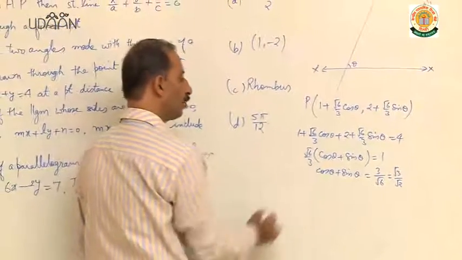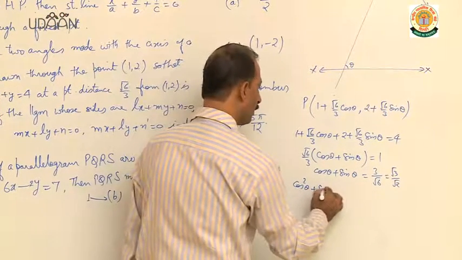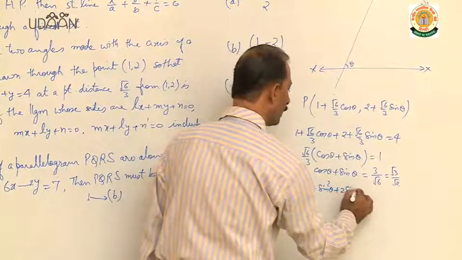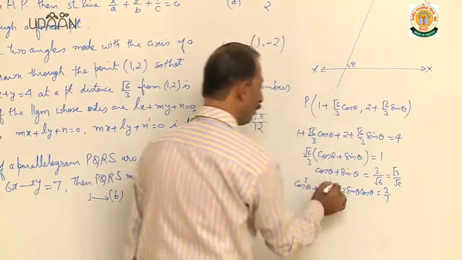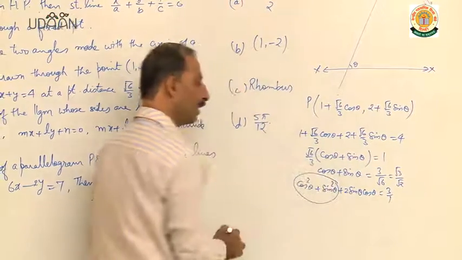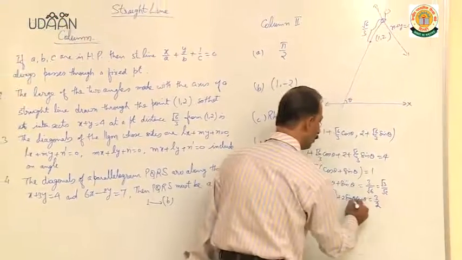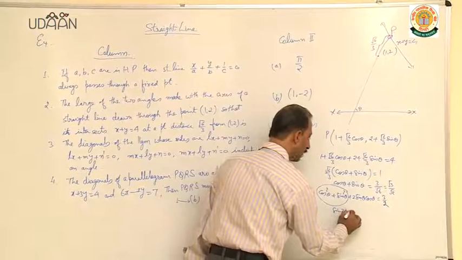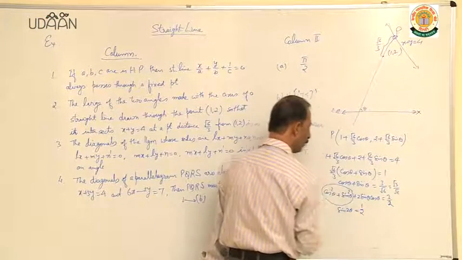If you square both sides, you will get cos square theta plus sin square theta plus 2 sin theta cos theta is equal to 3 upon 2. And you already know the value of sin square theta plus cos square theta is 1. Transfer it to the other side. So 3 upon 2 minus 1 is the value of sin 2 theta. 3 upon 2 minus 1 becomes 1 upon 2.